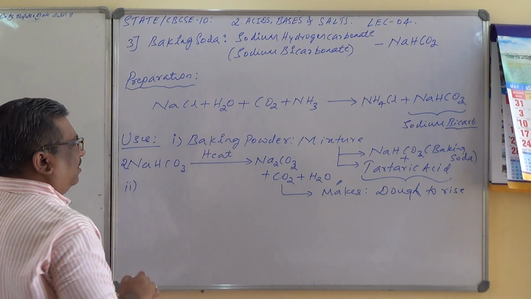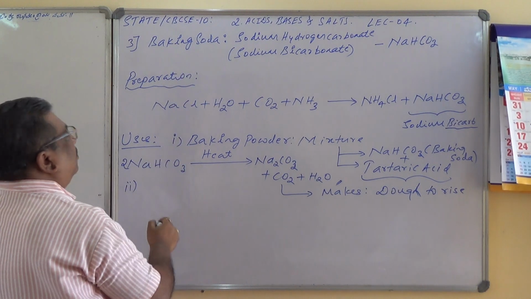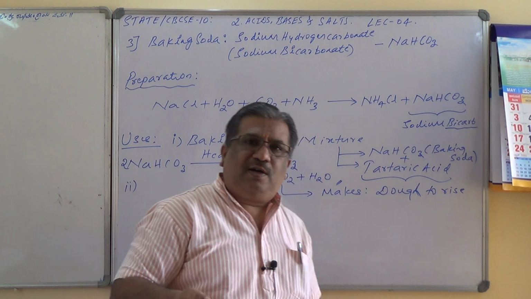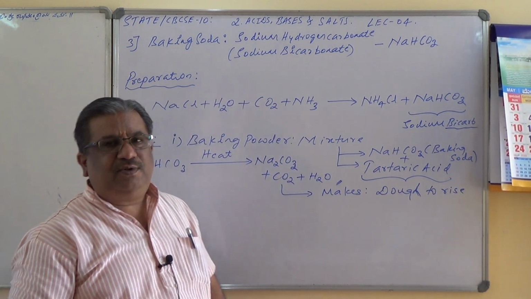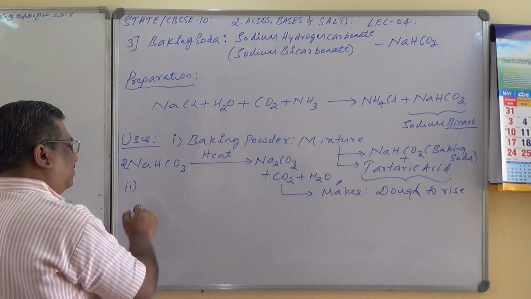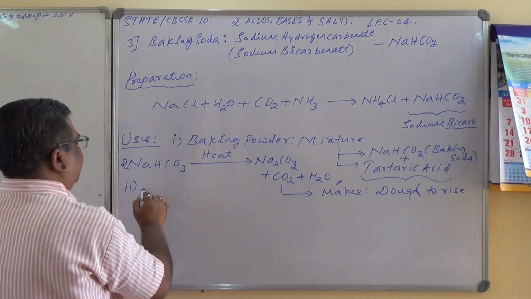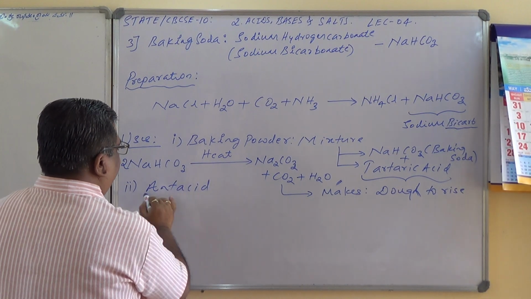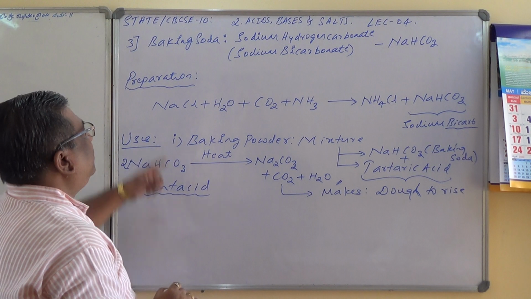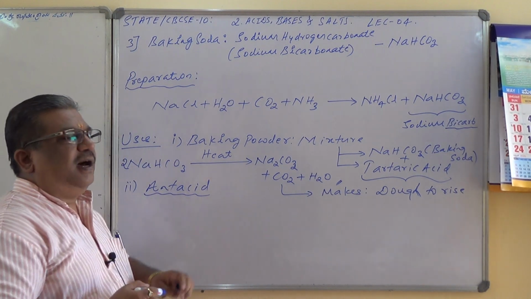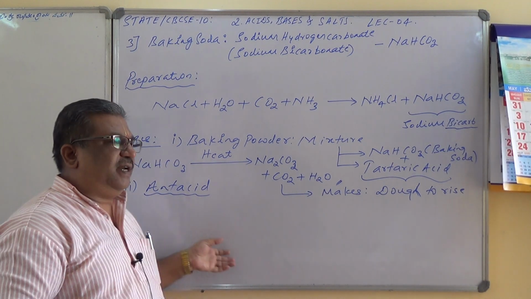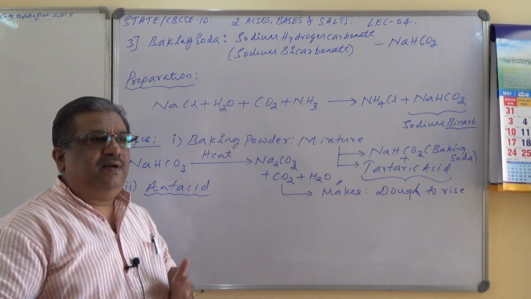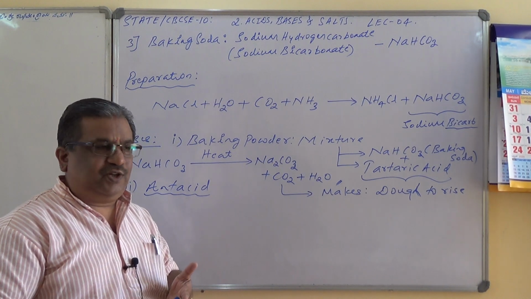What is the second application? This baking soda is a mild, basic, non-corrosive salt, and because of this we can use it as an antacid. Why do we use baking soda as an antacid? In the preparation of certain antacids, baking soda is one of the ingredients because of its mild, non-corrosive, basic nature.